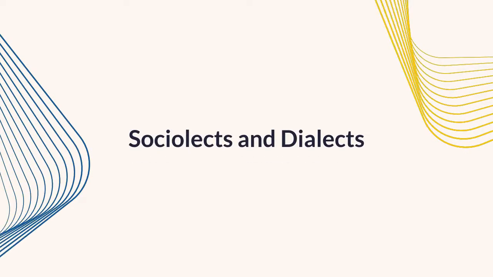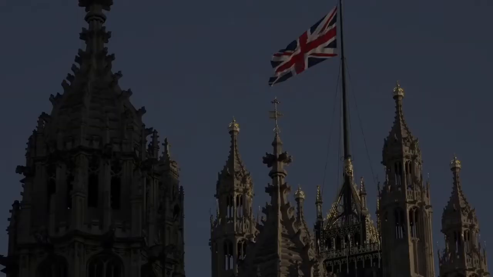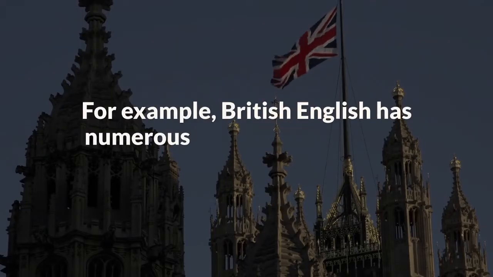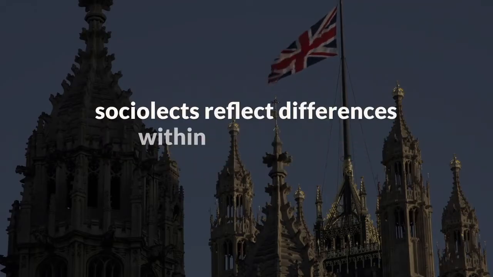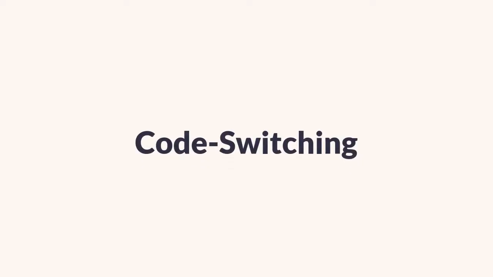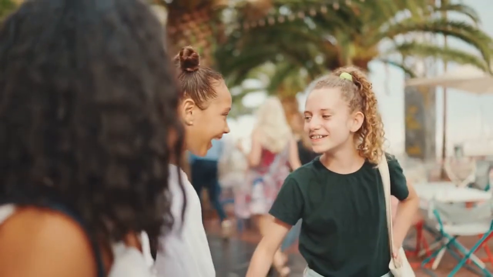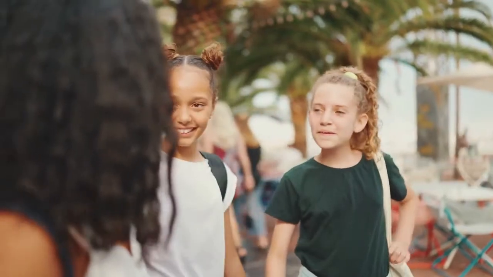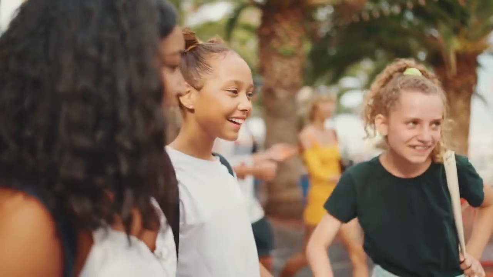Sociolects and dialects. Language varies based on geographical location and social class or group. For example, British English has numerous regional accents like Cockney and Scouse, while sociolects reflect differences within social classes. Code switching. Ever switch from formal speech to casual slang when you're with friends? That's code switching, the ability to shift between language varieties depending on the context.